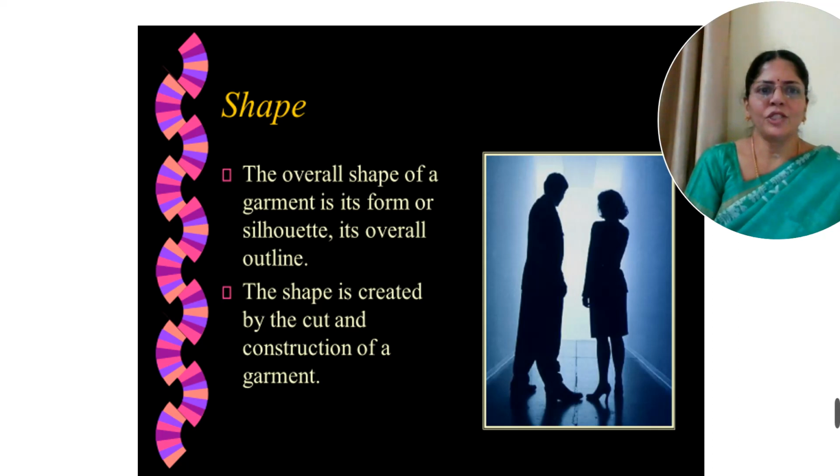The first one is shape. The overall shape of a garment is its form or silhouette, its overall outline. The shape is created by the cut and construction of a garment. For example, a plain sleeve will make a person appear thinner, whereas a puff sleeve will make a person appear broader.